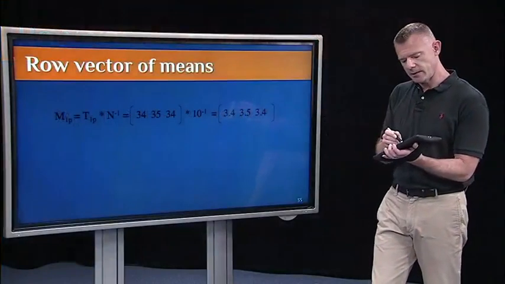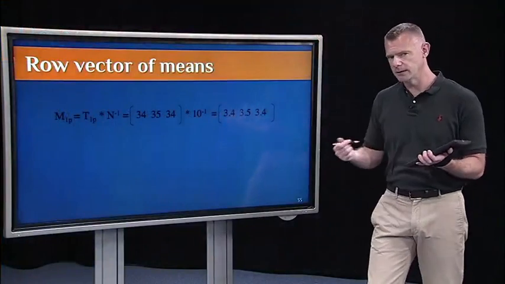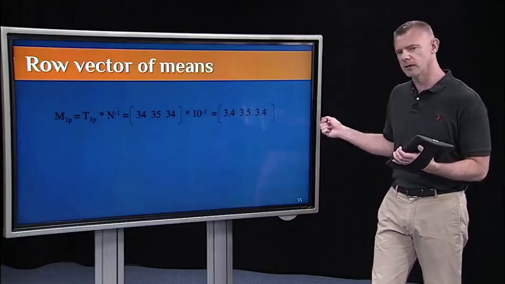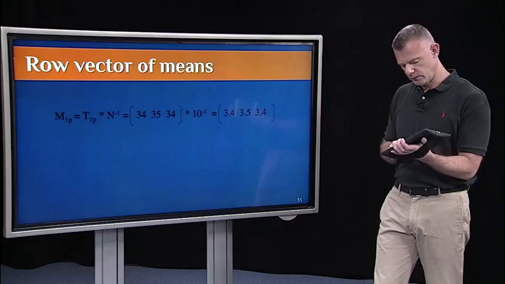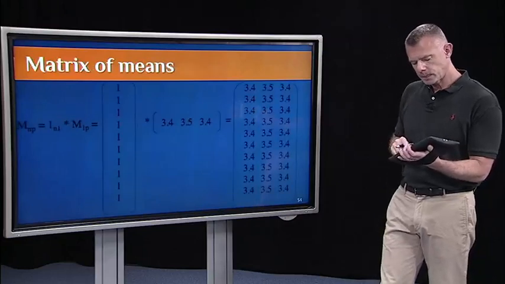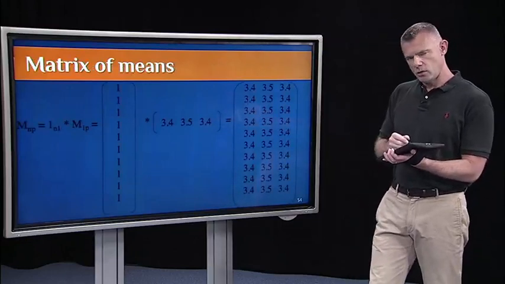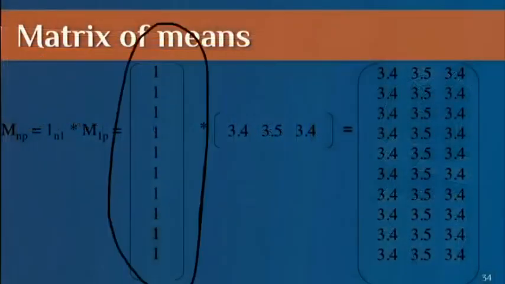So if I multiply that matrix of sums times 10 to the negative 1, that's the same as saying dividing by 10, but that's how we write this in matrix algebra, then I get the means. So now I have a matrix of means, or what I call here a row vector of means. Now I can get an entire matrix of means if I just take a column vector of 1s, that's this guy, it's a column vector because it's just one column, multiply it by this row vector of means. Now I have a matrix of means.